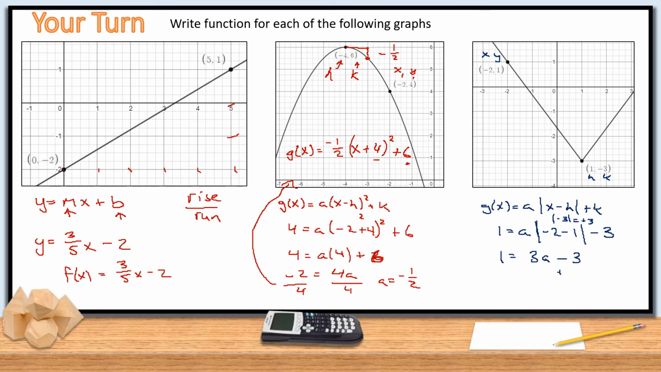Subtract or add 3 to both sides. So we get 4 equals 3a. So divide both sides by 3. There's our a value. So a equals 4/3. So let's throw it in there. I'll go up here again. G of x, 4/3, we got x minus 1 minus 3. Done.